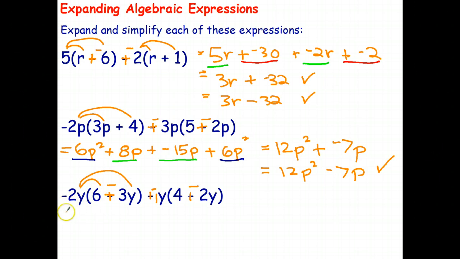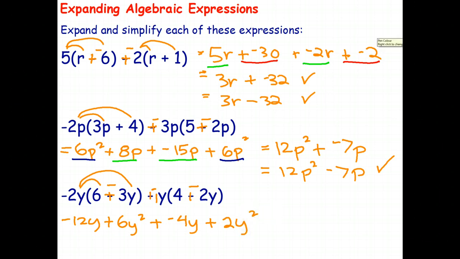So we have negative 2y times 6 is negative 12y, plus negative 2y times negative 3y. Negative times negative is positive, and y times y is y squared, plus negative 1y times 4 is negative 4y, plus negative 1y times negative 2y. Negative times negative is positive. 1 times 2 is 2. And y times y is y squared.